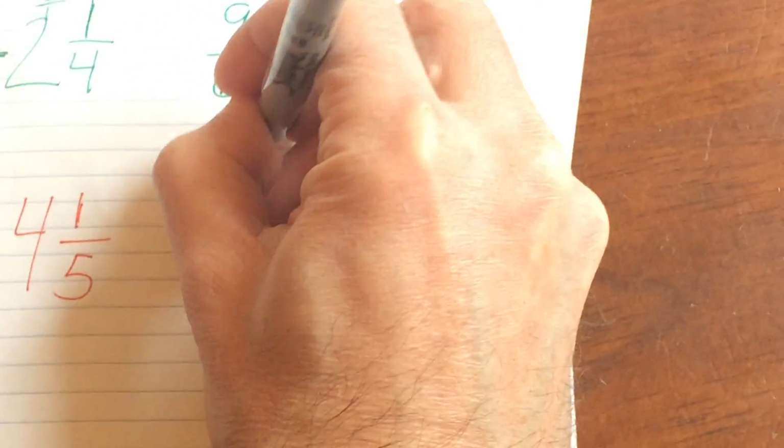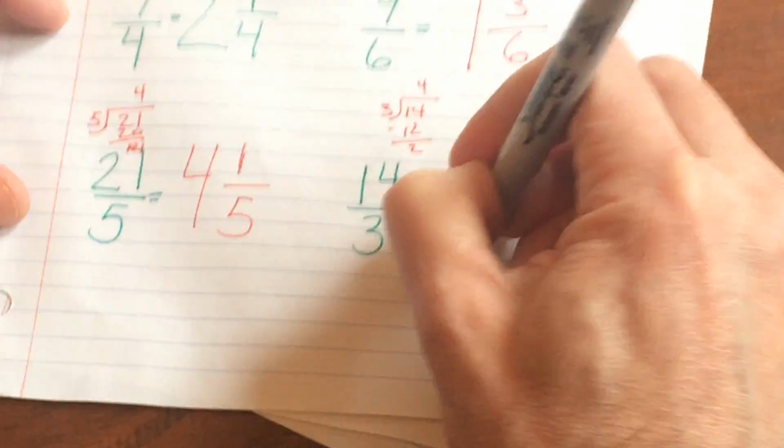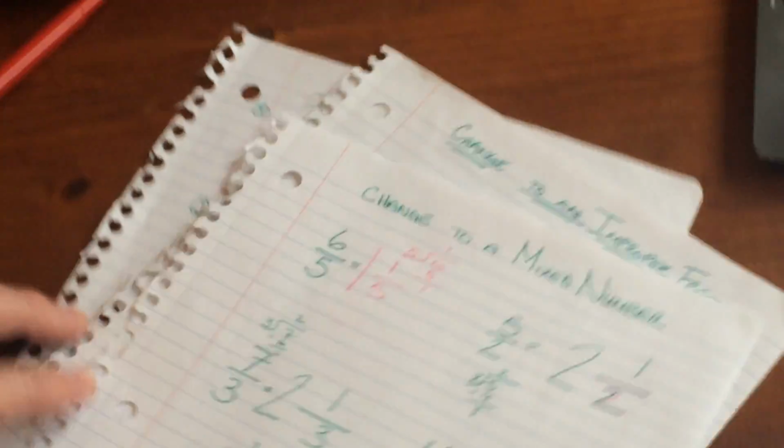3 goes into 14 4 times. 3 times 4 is 12. Remainder 2, 2 up top. Big 4. Okay? So that's that sort of stuff. So that's changing a mixed number into an improper fraction. If you go on to the YouTube videos, I tell you what IXL to go to.